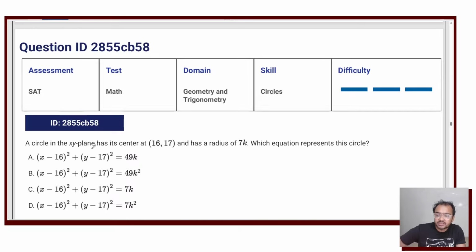Okay, so we have a circle in the xy plane which has its center at 16, 17 and a radius of 7k. So the radius is 7k, x minus 16, y minus 17. So it has to be the square of this, and on the other side, 49k squared. So that's going to be b. So b will be correct.